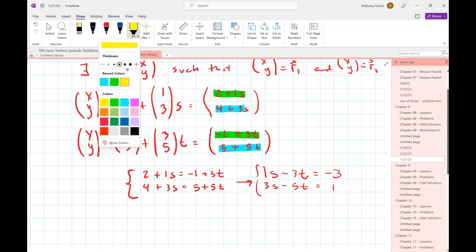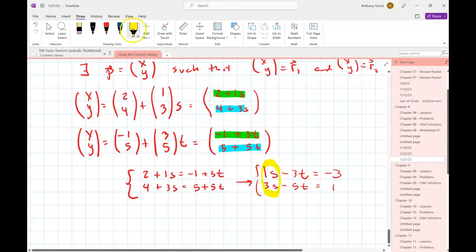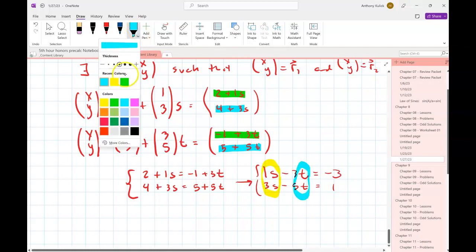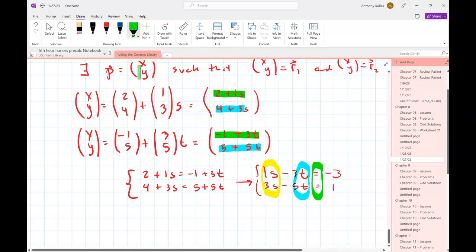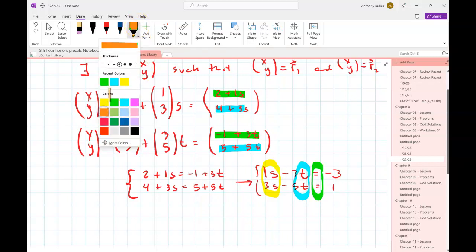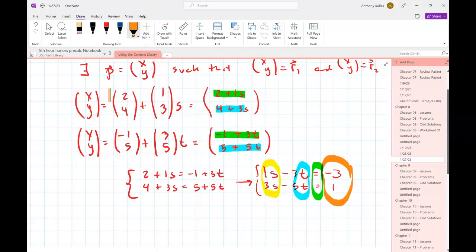The system I've written here now can be translated into a matrix. You have to be careful when you're doing this because the variables all have to line up, and then you have to have the equal sign, and then you have to have the constants. Has to be in that order. So the variables have to line up vertically. The equal sign has to line up vertically. The constant has to line up vertically.